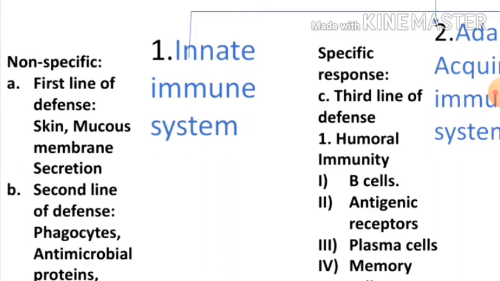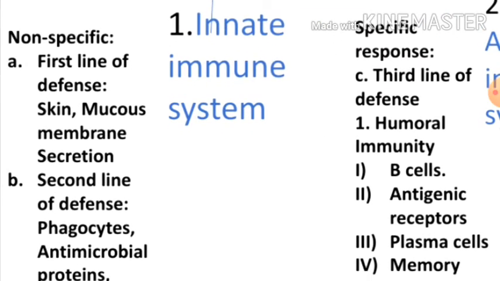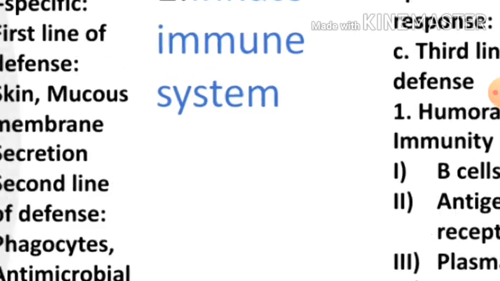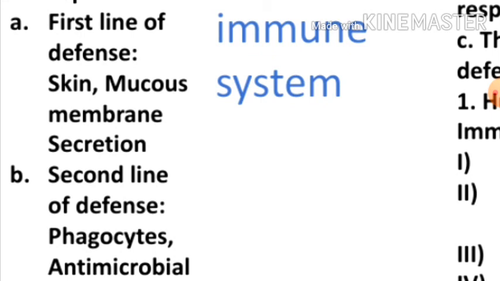Now, when we discuss the innate immune system in detail, the first point is that it is non-specific in nature, meaning it is general in action. Those organisms may be viruses or bacteria or some parasites, regardless of their specificity. So they form two lines of defense: the first line of defense and the second line of defense. The first line of defense consists of our skin and the mucous membranes of our internal organs.